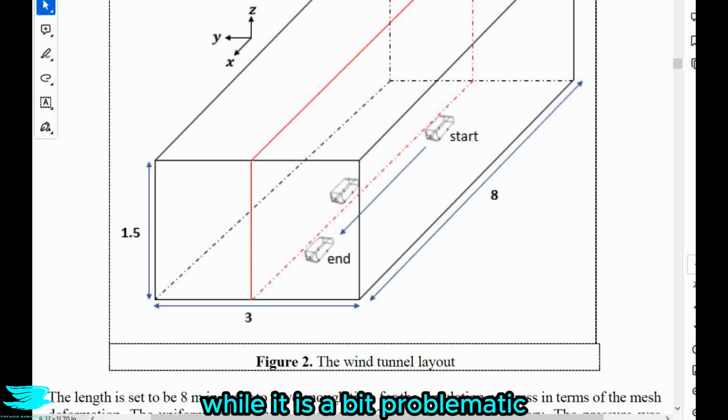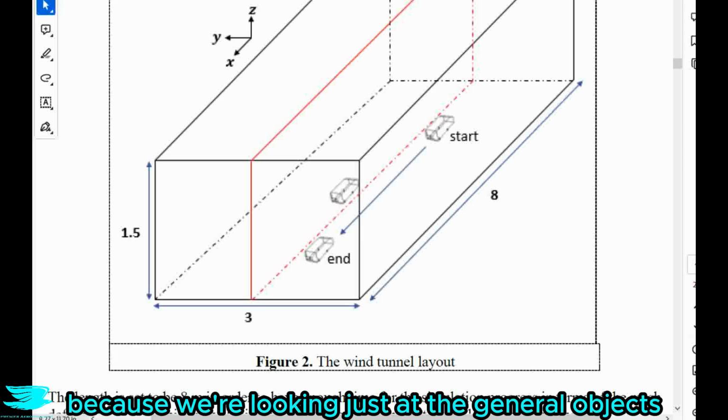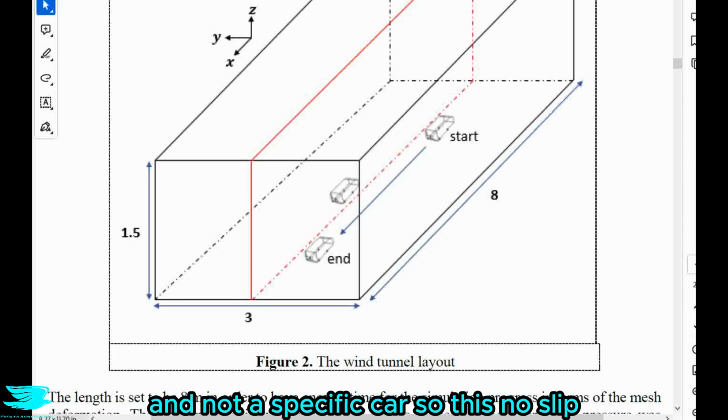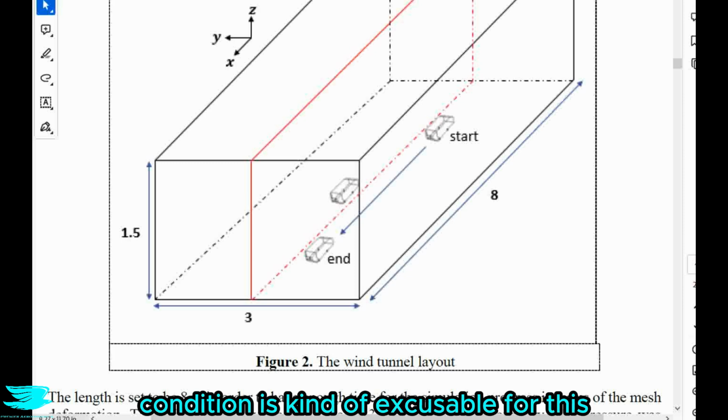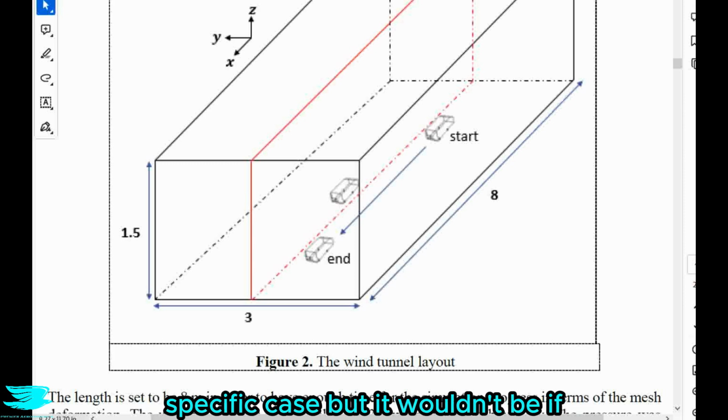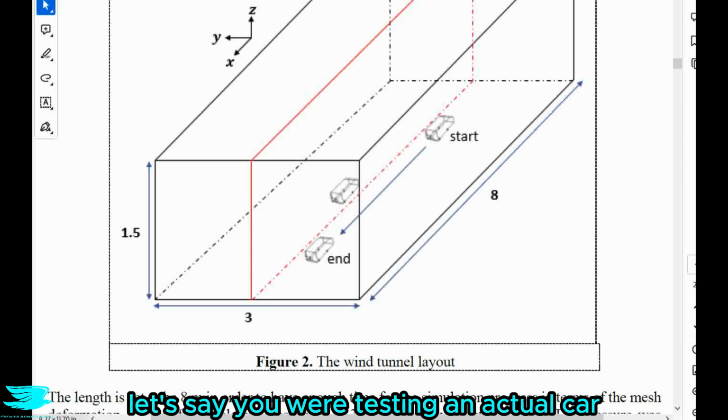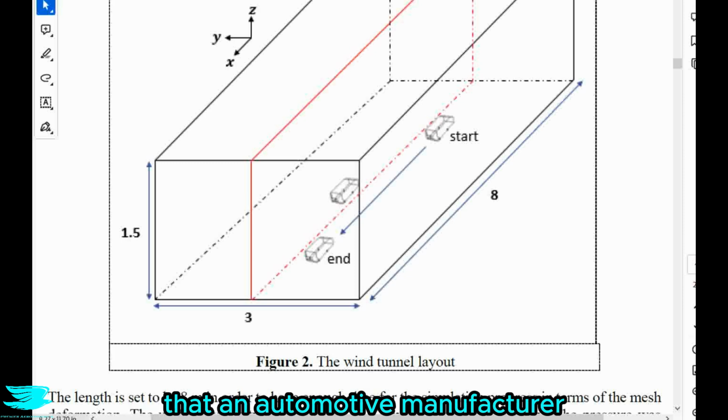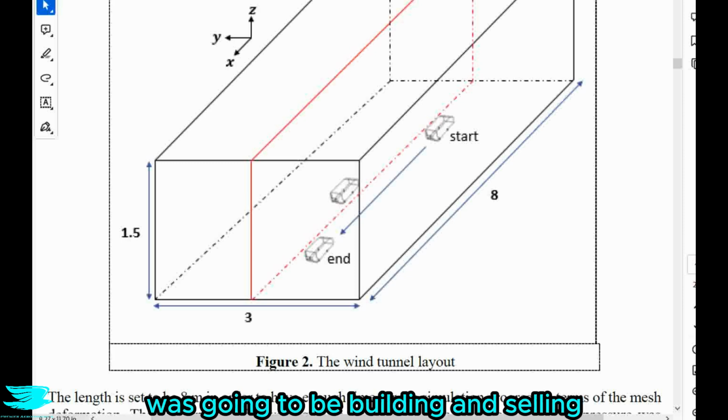Here, while it is a bit problematic, it is still largely okay because we're looking just at general objects and not a specific car. So this no-slip condition is kind of excusable for this specific case, but it wouldn't be if, let's say, you were testing an actual car that an automotive manufacturer was going to be building and selling.